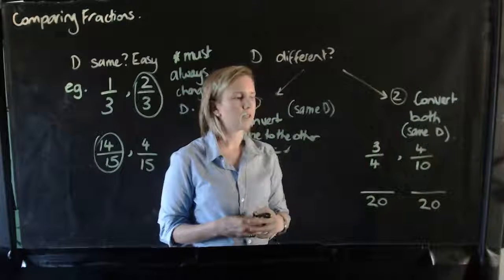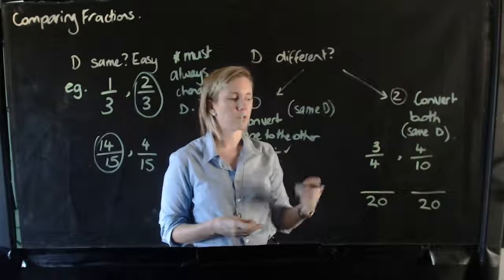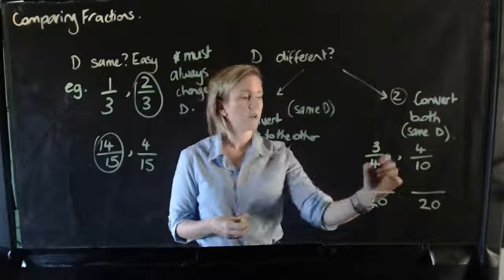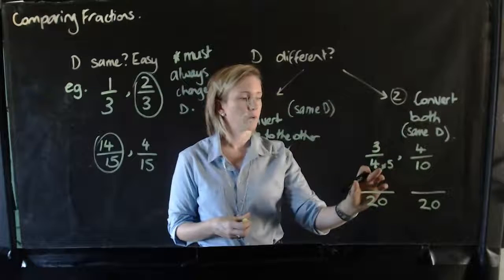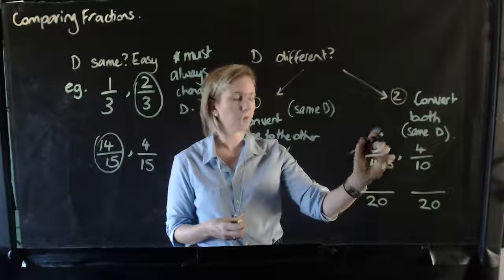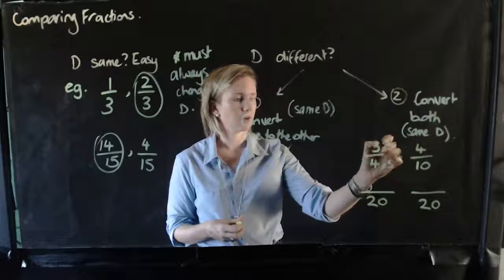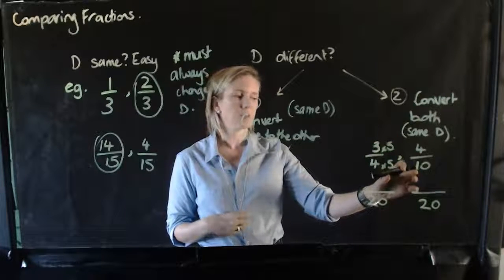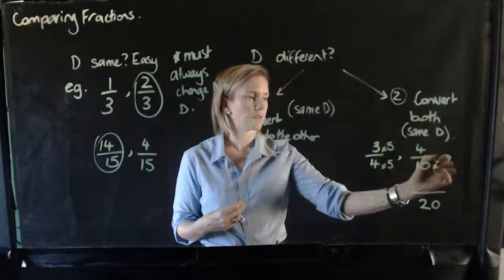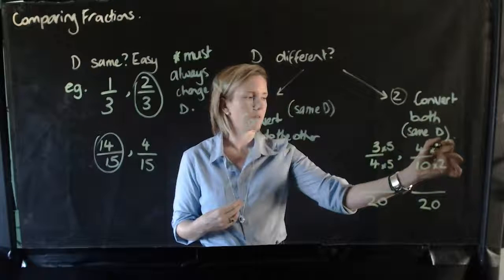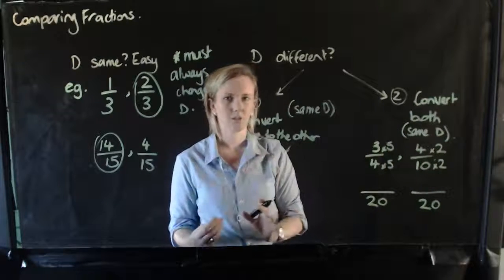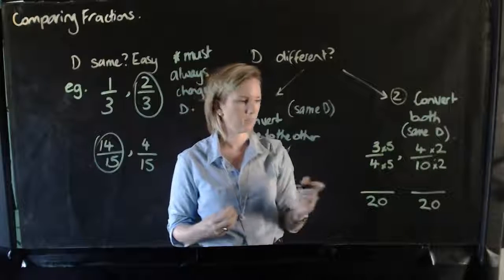So you're thinking to yourself, well, what have I done to 4 to turn it to 20 by multiplying? I've times it by 5. So whatever I do to the bottom, I must do to the top. So I'm going to times that by 5 as well. And you're thinking now, what did I do to 10 to make it to 20? I times it by 2. And so I'll do the same to the top as well. You must do the same to the top to whatever you've done to the bottom.